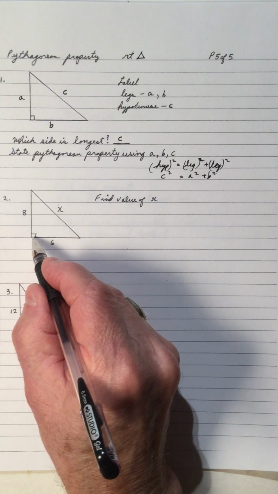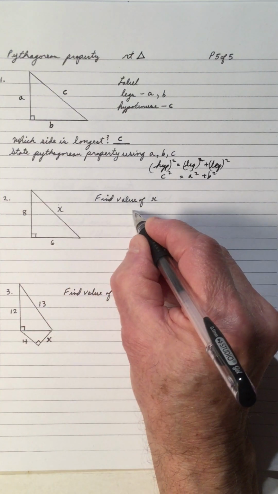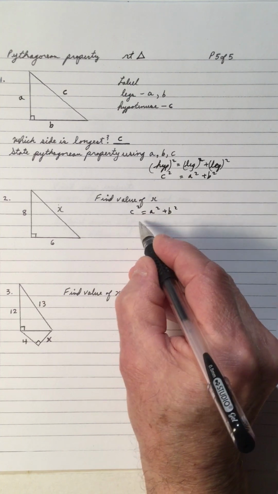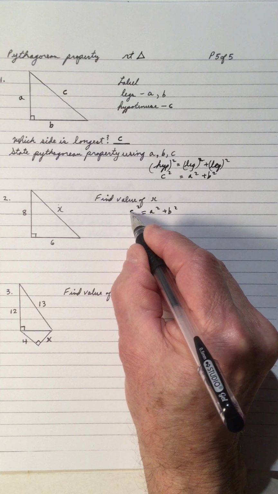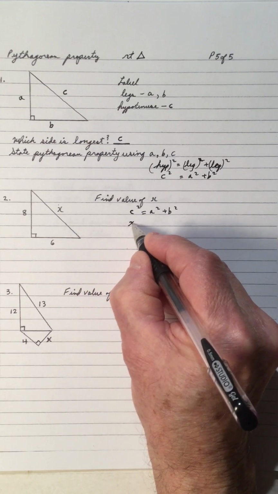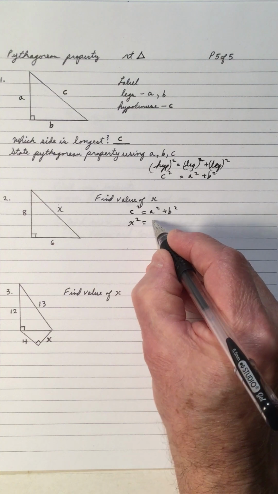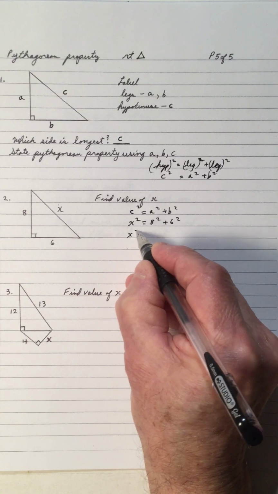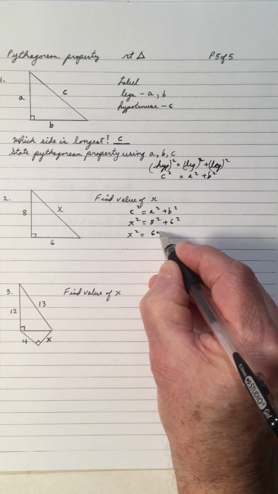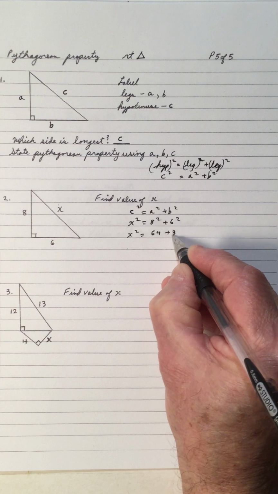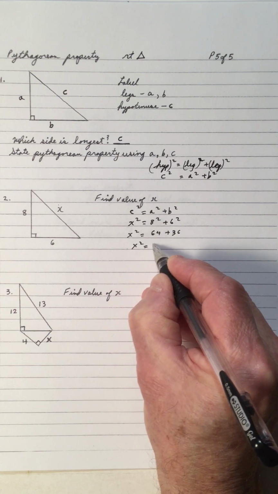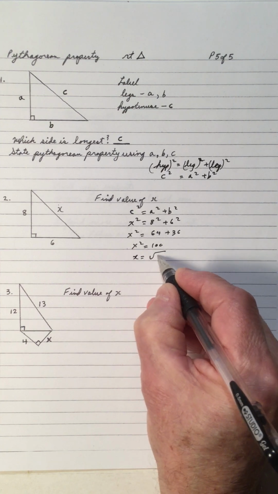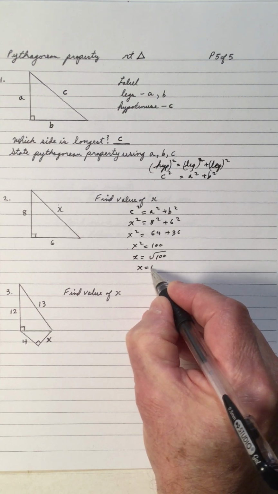We have a right triangle. As soon as I see a right triangle, I think about the Pythagorean property. So C squared is A squared plus B squared. The hypotenuse, which is the longest side, is the x. So C is the x, A is 8, and B is 6. So x squared is 64 plus 36, which is 100. So x is equal to the square root of 100, so x is equal to 10.